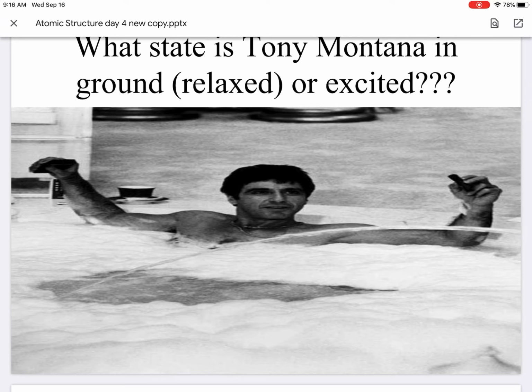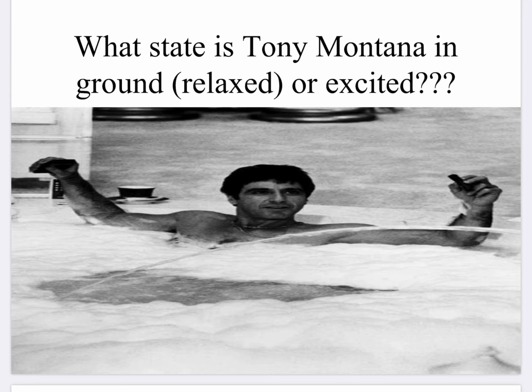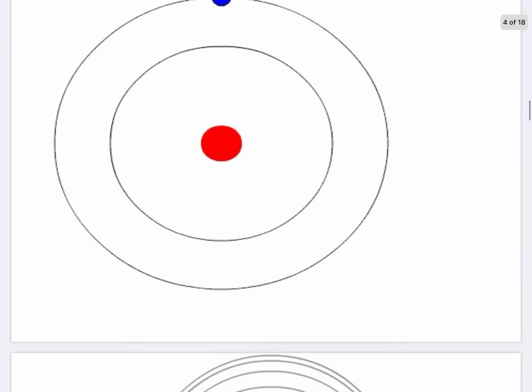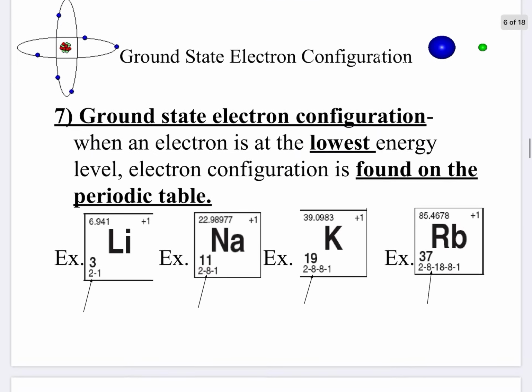Now, if you've ever seen this funny movie, well, it's actually a pretty crazy movie. There's a character here by the name of Tony Montana. Tony Montana is being played by the actor Al Pacino. So the question is, what state is Tony Montana in? The ground, relaxed state, or excited state in this picture? Well, Tony Montana looks pretty relaxed. So he's what's called in the ground state. Okay, let's move on here.